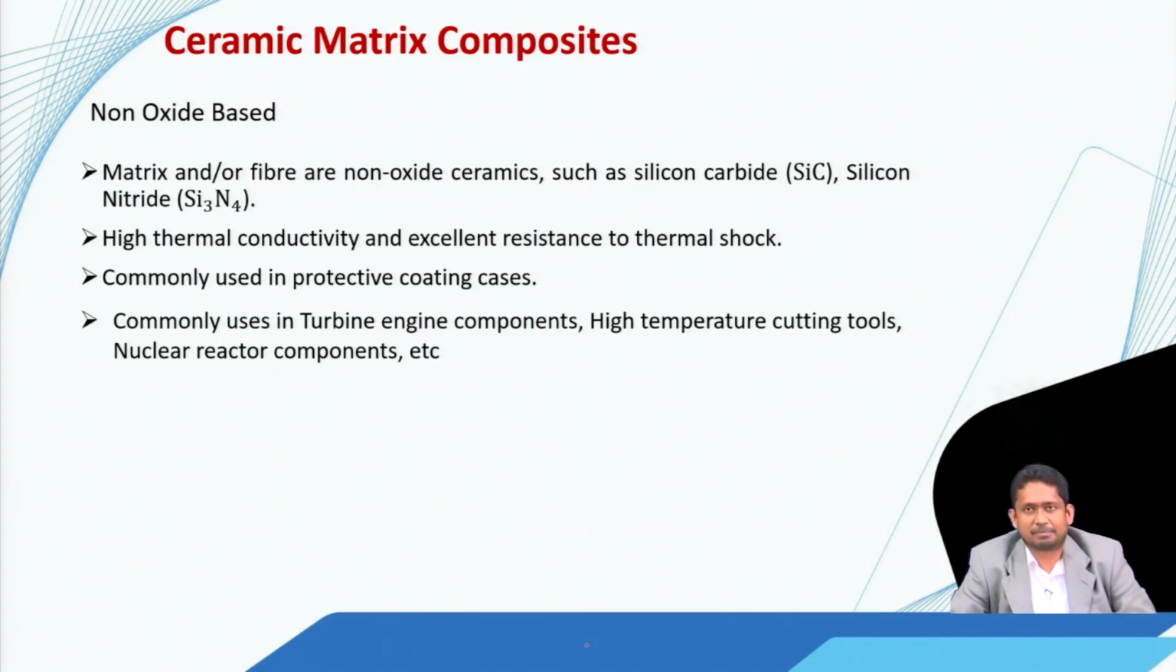And there are non-oxide based ceramic matrix composites. These have either matrix or fiber which is a non-oxide compound. The non-oxide compound can be silicon carbide, silicon nitride and so on, and they have high thermal conductivity and excellent resistance to thermal shock, and they are mainly used for protective coating cases. So commonly used in turbine engine components, high temperature cutting tools, nuclear reactor components, etc.